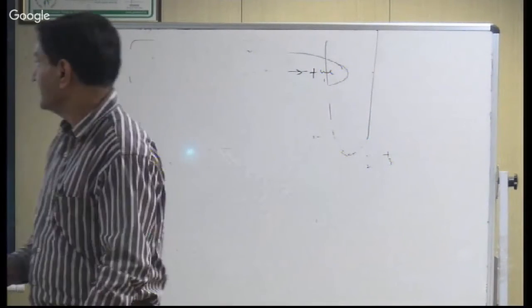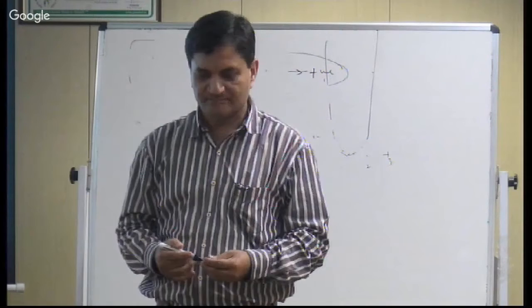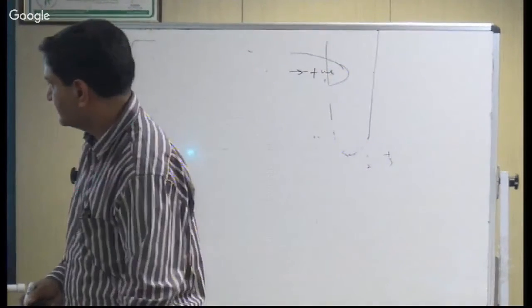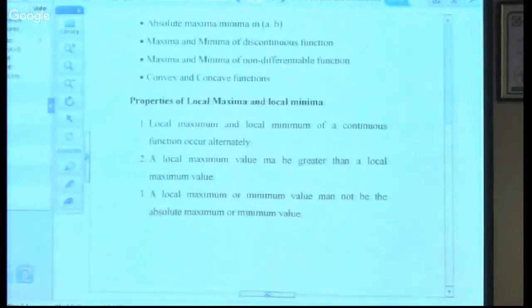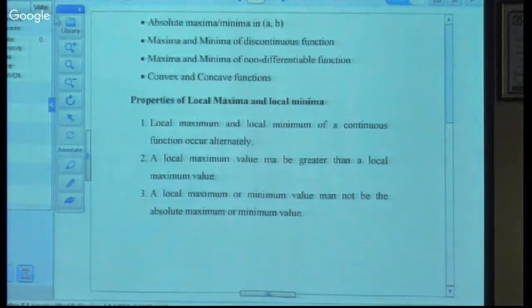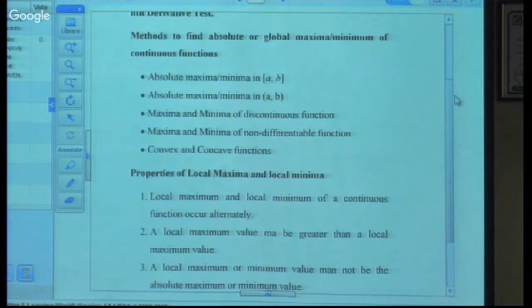Now, next, please. Properties of local maxima minima. Now, before this, just slightly before this. Now, methods to find absolute or global maxima minima in case of closed interval.